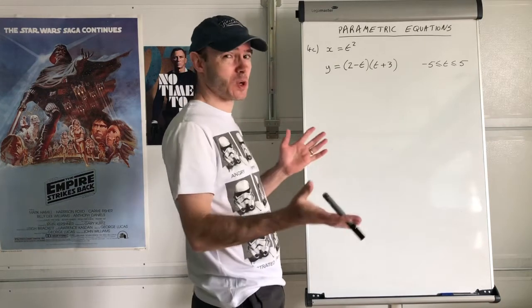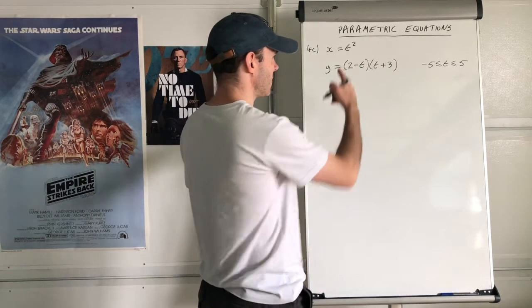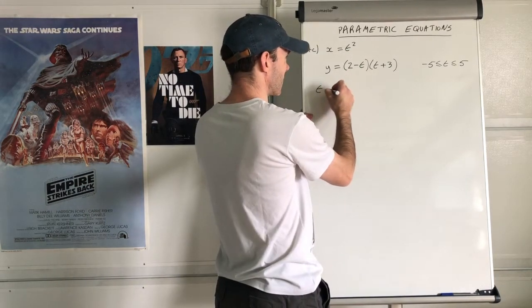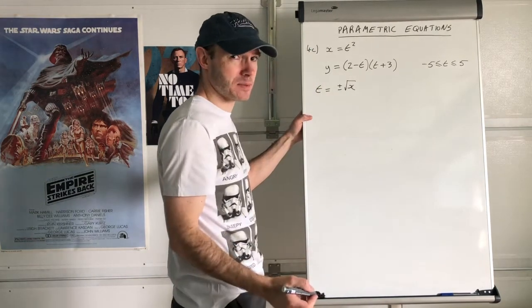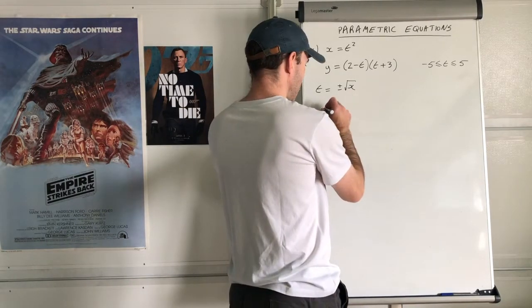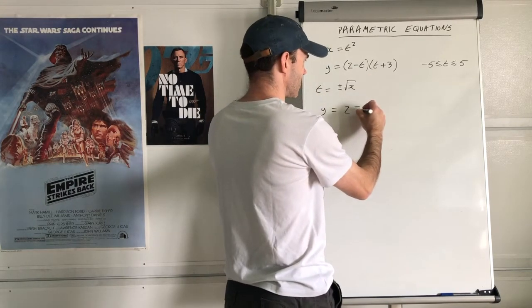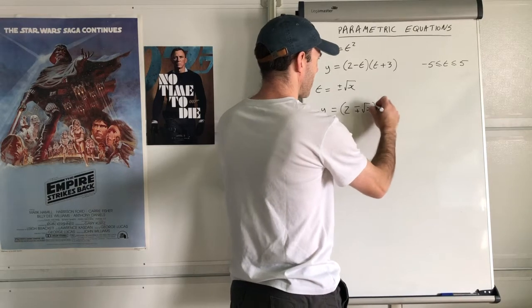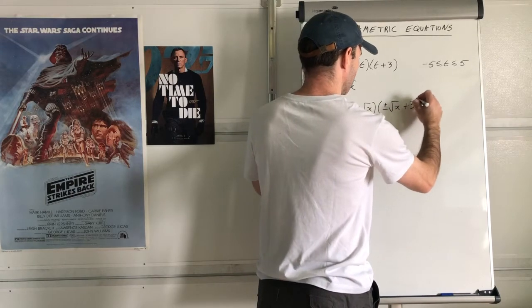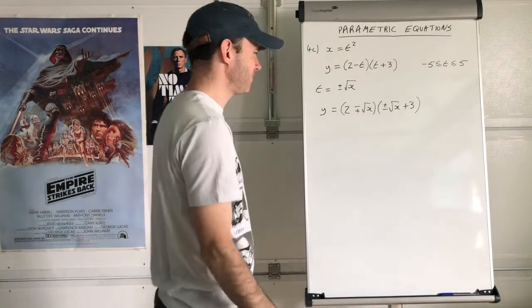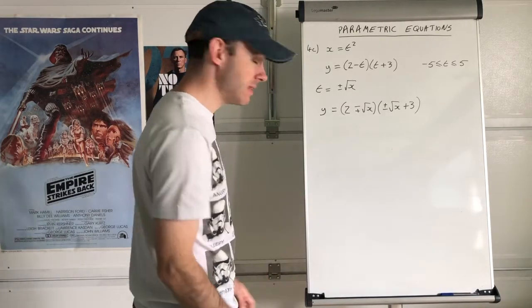Right, Cartesian equation again, okay? This one is going to be a little bit tricky, because when I make t the subject there, I'm going to have t is equal to positive or negative root x. And I'm going to substitute that in. So y equals 2 subtract plus root x. And then here, that is positive, negative root x plus 3. Yeah, it's tricky, isn't it? That's the Cartesian equation though. You can't do without the plus minus, you've got to have it. Okay. In that order as well.